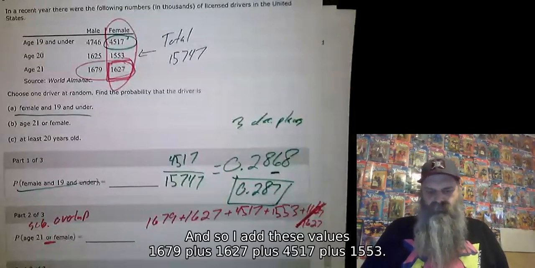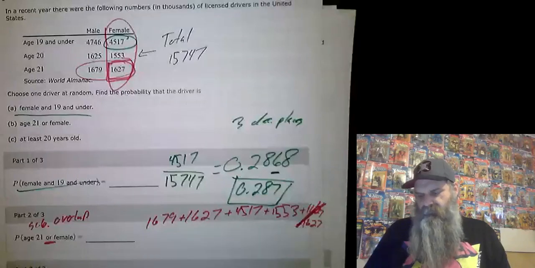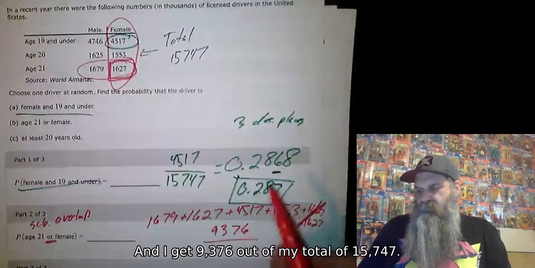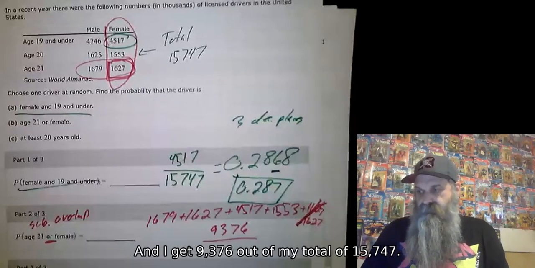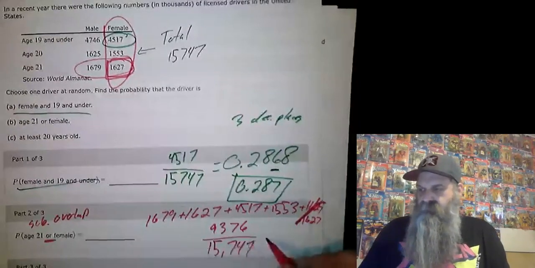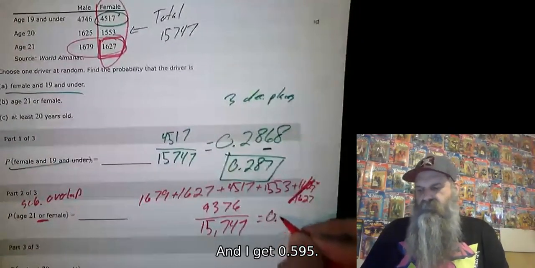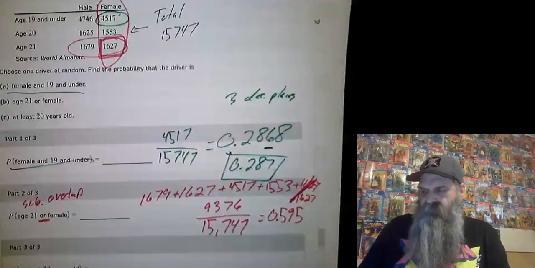And so I add these values, 1679 plus 1627 plus 4517 plus 1553. And I get 9,376 out of my total of 15,747. And I get 0.595.